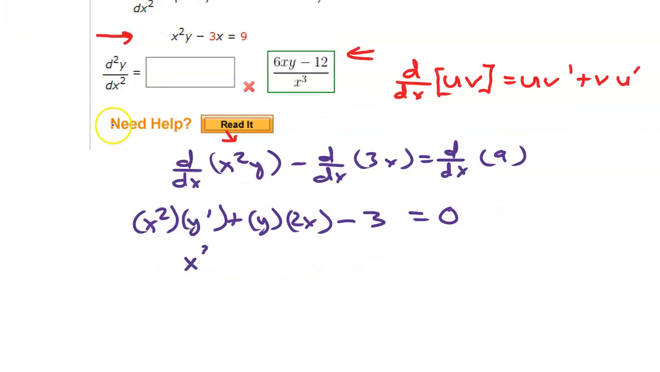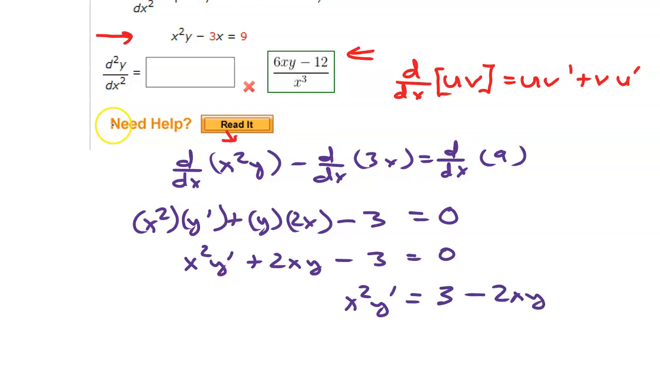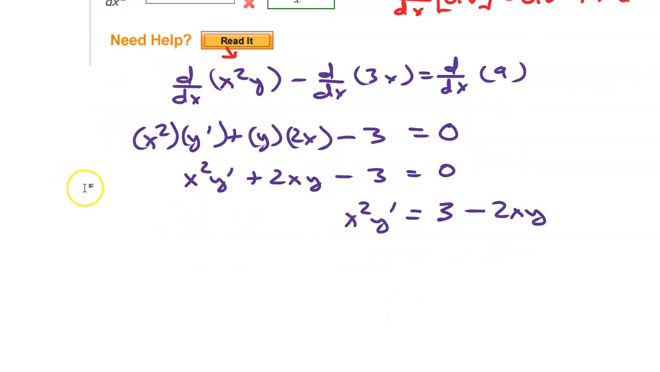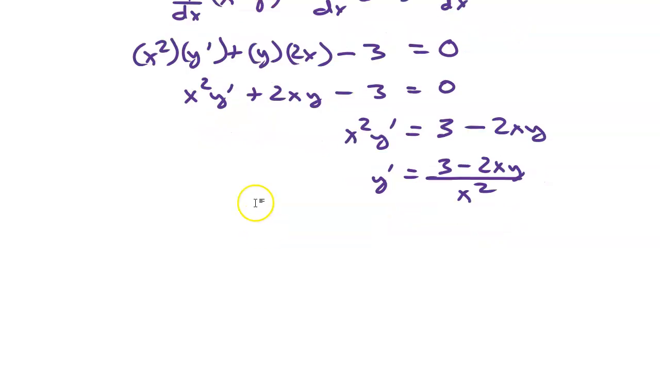All right, so we got x squared y prime plus 2xy minus 3 equals 0. I'm going to keep the x squared y prime on the left and move everything to the other side. So it'll be 3 minus 2xy, and then I'm going to divide both sides by x squared. All right, so that's our first derivative.